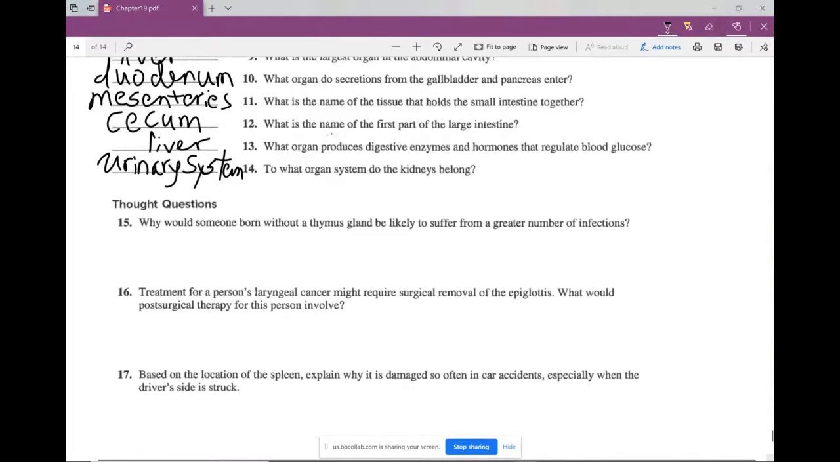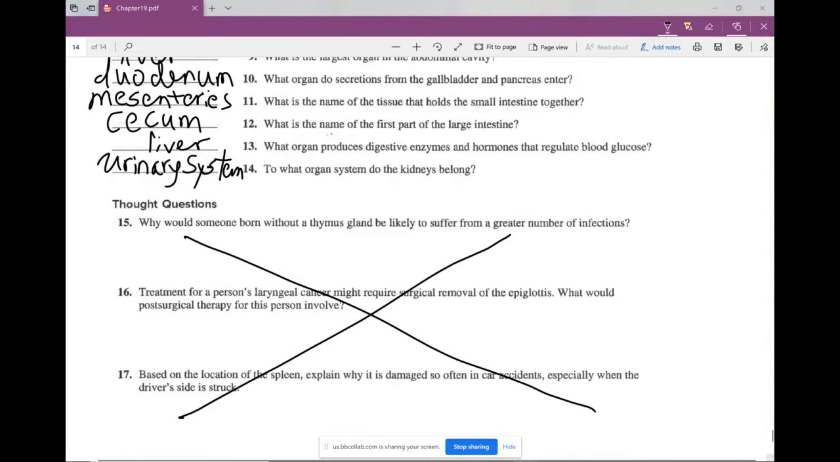Okay, so you guys are not responsible for these questions here, although they're a little bit interesting, right? Why would someone born without a thymus gland be likely to suffer from a greater number of infections? Because the thymus gland is part of the immune system, especially when young. Treatments for a person's laryngeal cancer might require surgical removal of the epiglottis. What would post-surgical therapy for this person involve? I guess learning how to swallow correctly because you might accidentally breathe in your food on a regular basis.